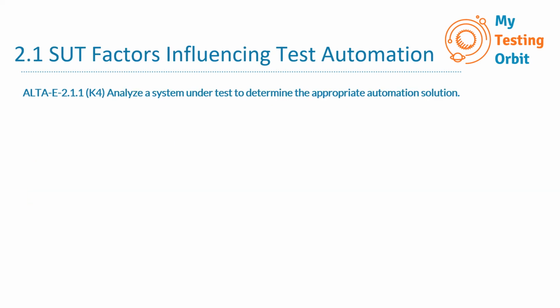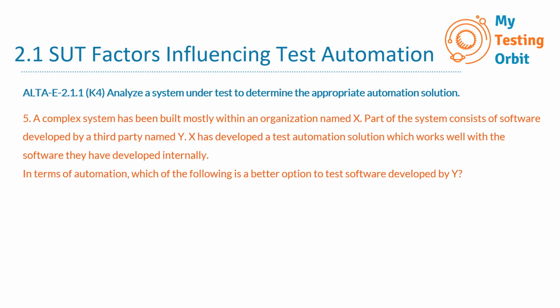The next one, now we have a learning objective K4. Analyze a system under test to determine the appropriate automation solution. Okay, so a K4 question is generally allocated 3 points. So from this section, there will be 2 questions coming in the exam, and each will be of 3 points. So the first question is from this section.